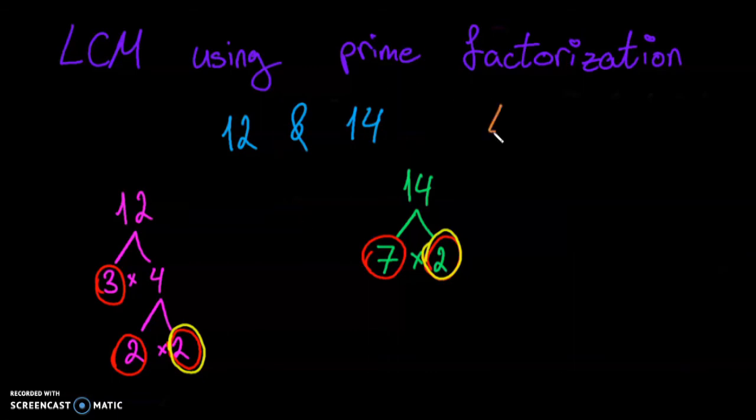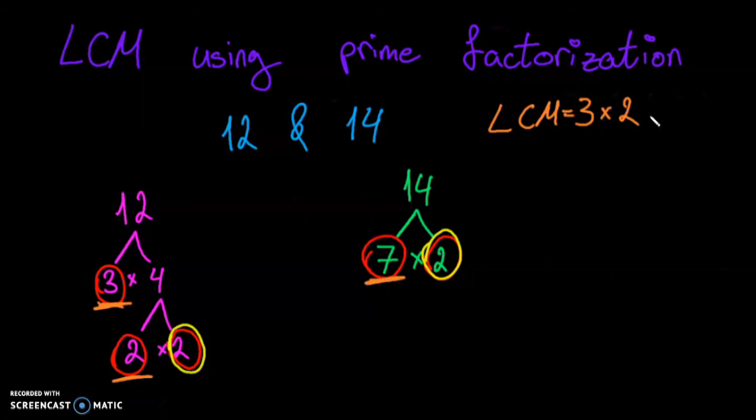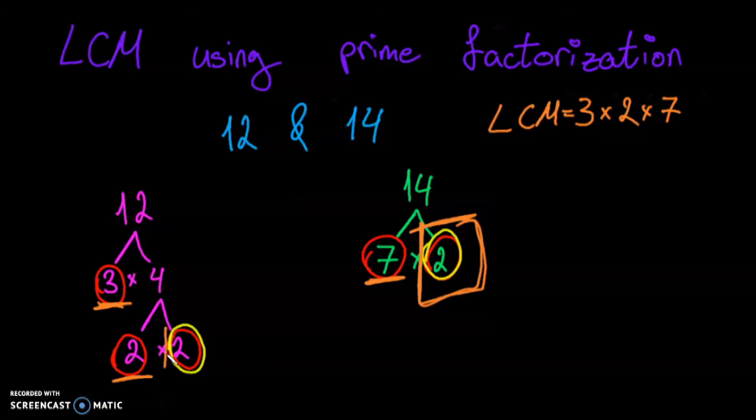So the LCM is all the numbers in red. So 3, 2 times 2 times 7. And only one number from the yellow. So only this 2. We don't take this 2 and this 2. No. Not these 2. Only one.